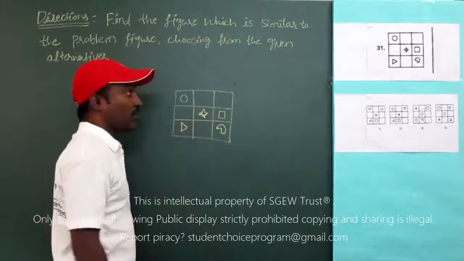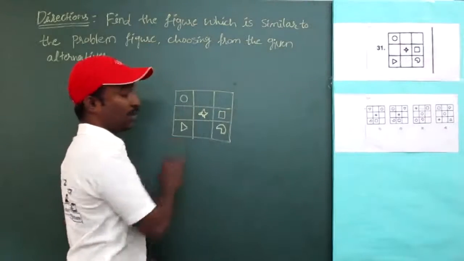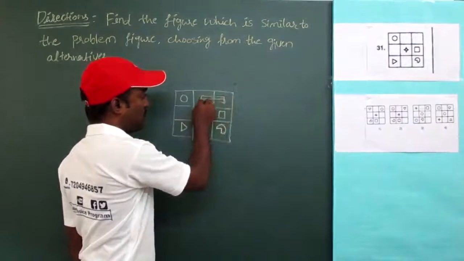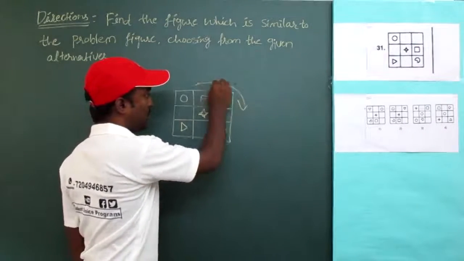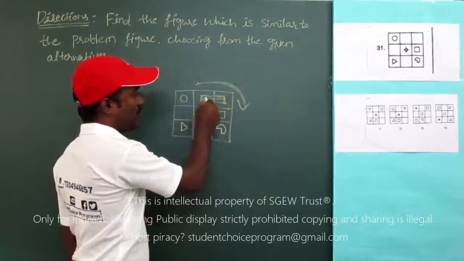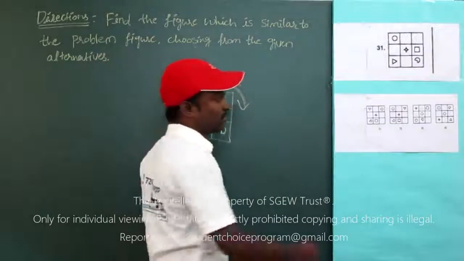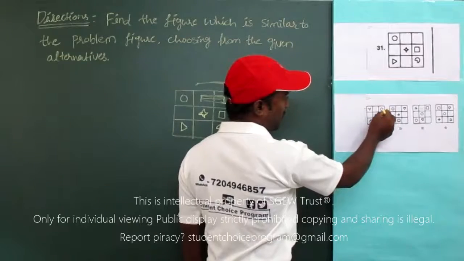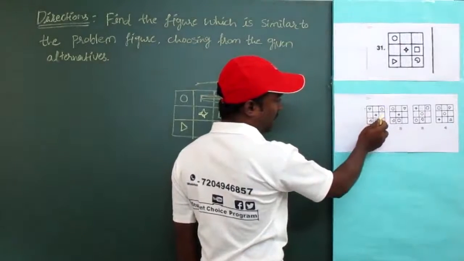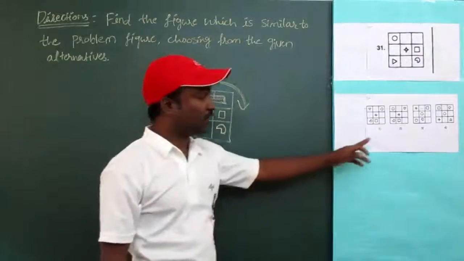Now if you observe carefully, the distance between this square and circle is two blank boxes. If you take the clockwise direction, the distance between circle and square is two blank boxes, and that has to be observed in the given options. So take the first option. Here I am having a circle. If you take the clockwise direction, I should get the square after two empty boxes. Yes, it is matching. So the first option may be my correct option.